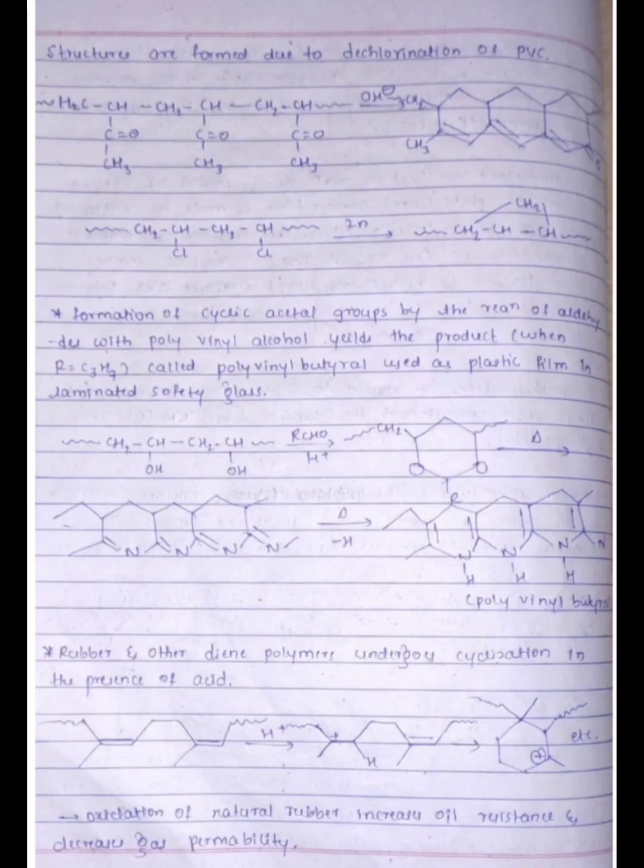The ladder structures are formed from polymethyl vinyl ketone by intramolecular aldol condensation. These structures are also formed due to the dechlorination of PVC, that is polyvinyl chloride. There is a reaction which you can observe.